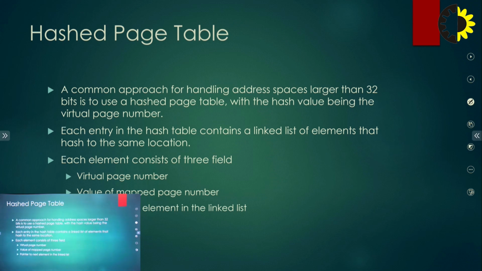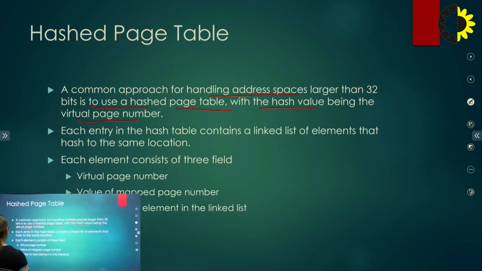Hashed page table, the other type of page table, is a common approach for handling address spaces larger than 32 bits, using a hashed page table with the hash value being the virtual page number. Now there is another method when the number of pages is large, meaning we have logical addresses longer than 32 bits. Then it is the best option to use a hashed page table.